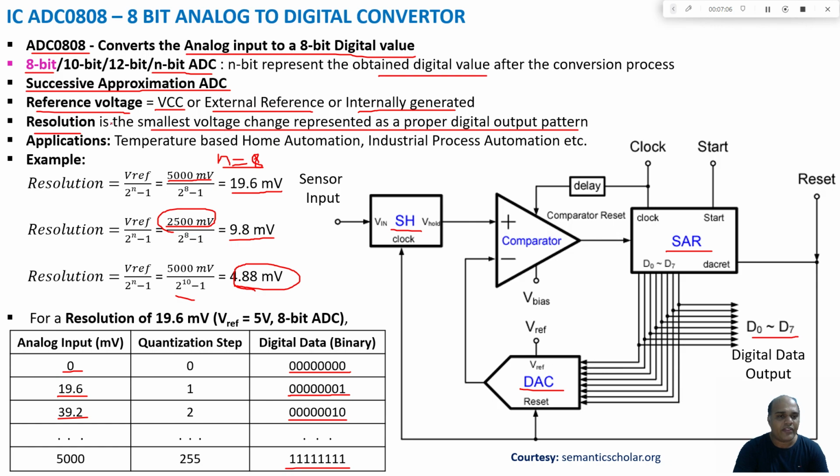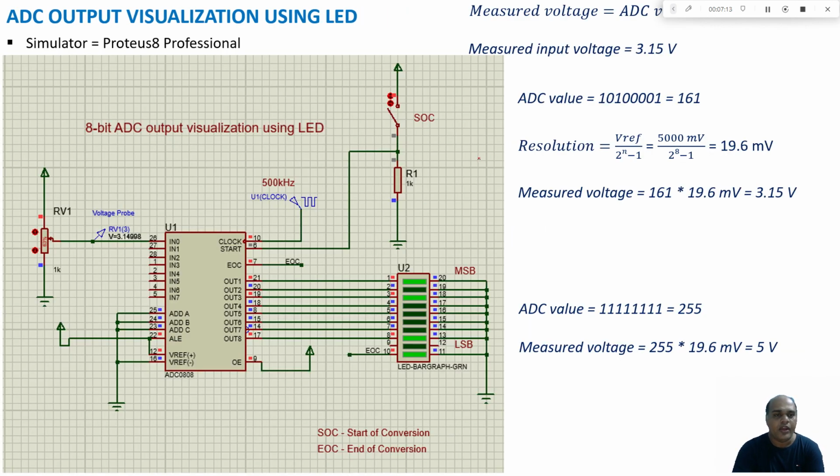The main applications of this sensor: we can use it in temperature based home automation and industrial process automation. Now let us look at a simple simulation where we are going to use an ADC0808 IC, which is a 28-pin IC, and I am going to connect a sensor. Here I am going to consider the sensor as a potentiometer, a variable resistance. So by varying this potentiometer, the voltage given to this input can be varied.